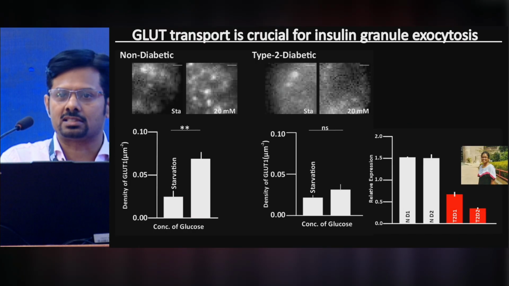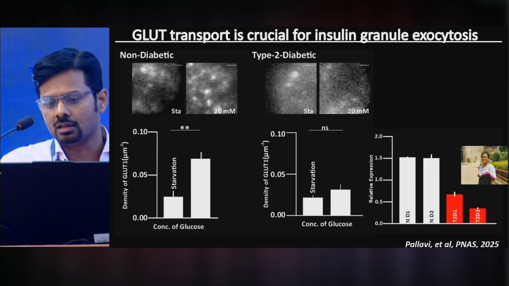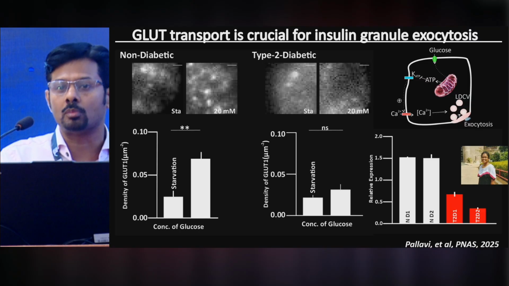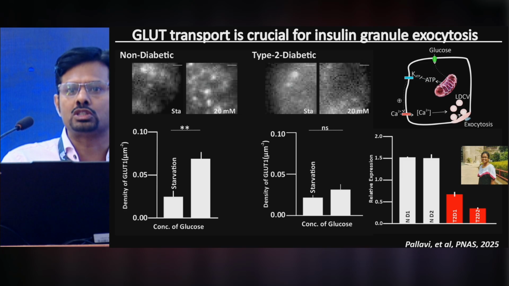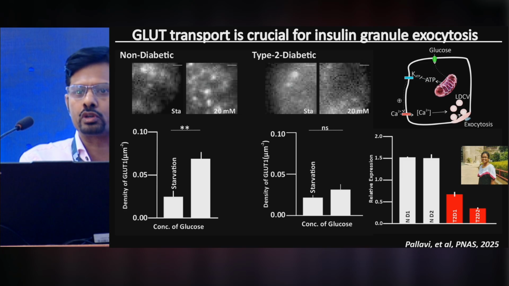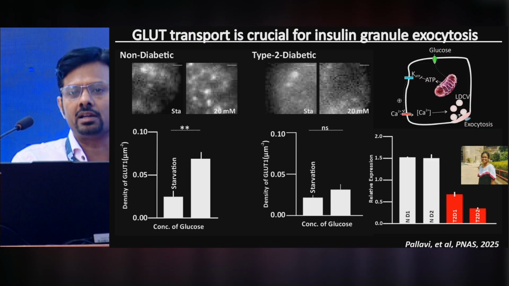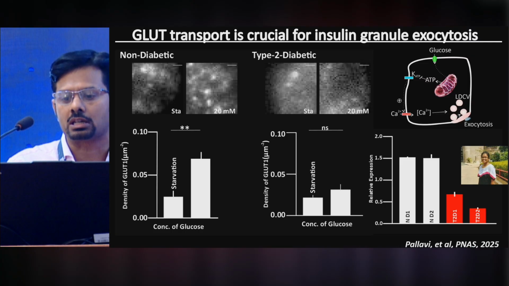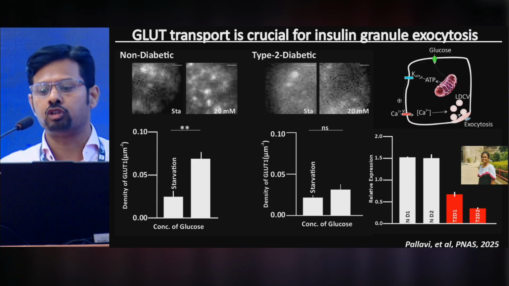What this all means is that there is something that is trying to push these docked granules. That is, in fact, glucose transporters themselves. We tried to study this, Pallavi, who is among the audience, we tried to study glucose transporters there. What we saw was that when these individual beta cells from humans are challenged by glucose, the transporters don't get recruited to the membrane, which is one of the reasons why insulin secretion is decreased. We also tried to study the expression. Expression is also decreased, but also the functionality is decreased.